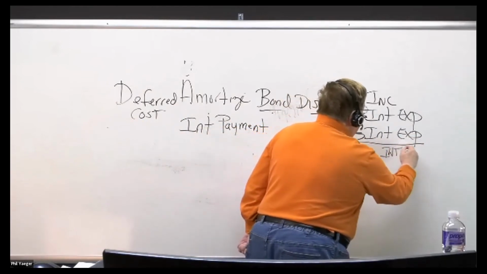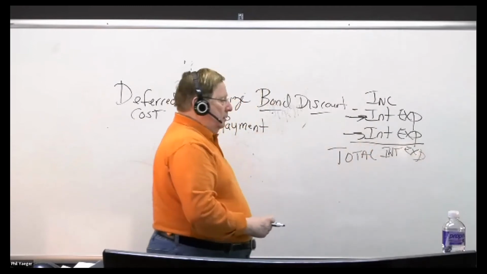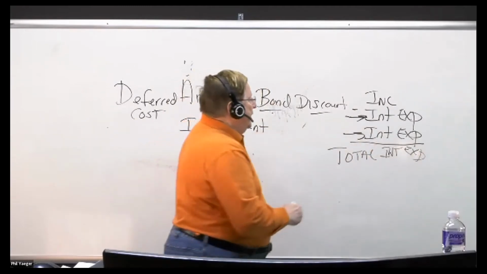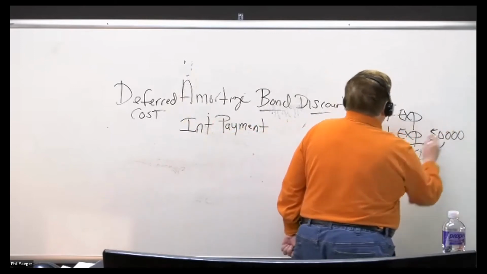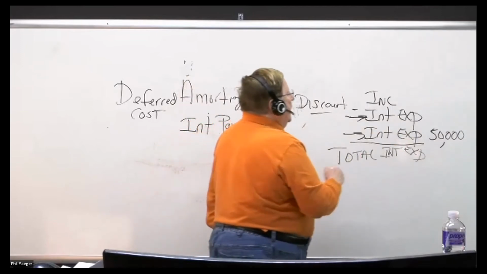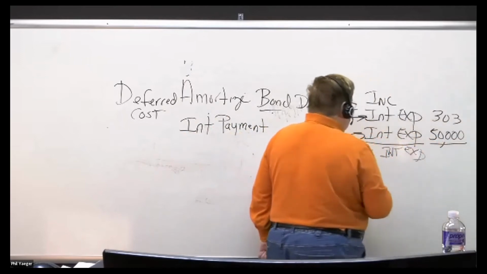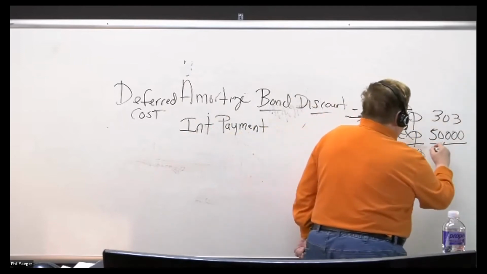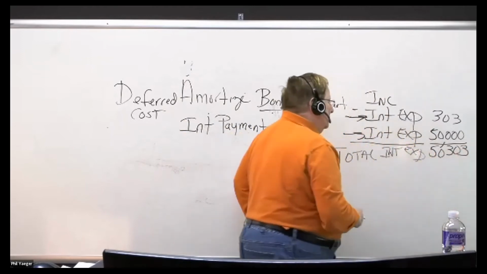Now, let's look at the table here. How much was the interest payment for the first period? 50,000. How much do we amortize the discount for the first period? $303. So our total interest expense should be $50,303, is it? Yes.